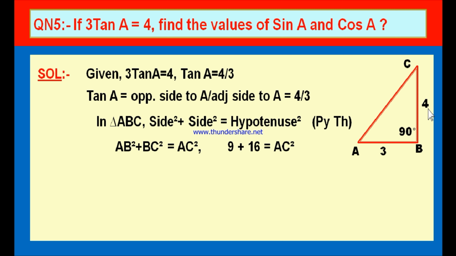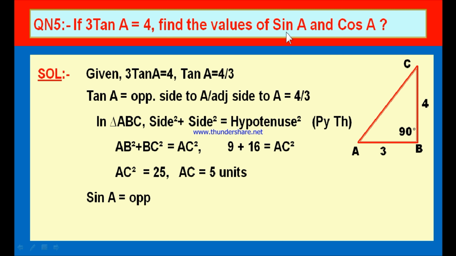What is BC square? 4 square, 16, is equal to AC square. What is 9 plus 16? Good. AC square is equal to 25 and AC is equal to root 25. What is square root of 25? 5. Therefore, AC is equal to 5 units. Now, we found the value of AC, that is hypotenuse of this right triangle, which is equal to 5 units. We already have the adjacent side to angle A, 3 units, and we know the opposite side to angle A, which is 4 units. Therefore, let us find sin A and cos A now.